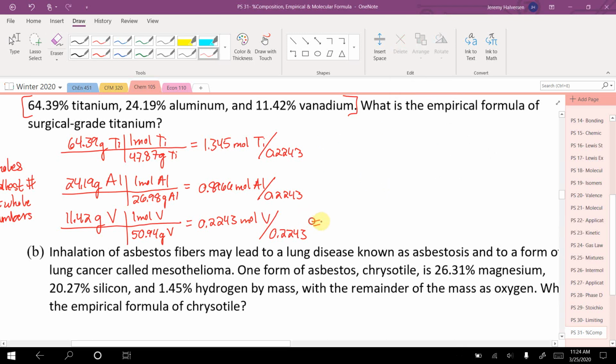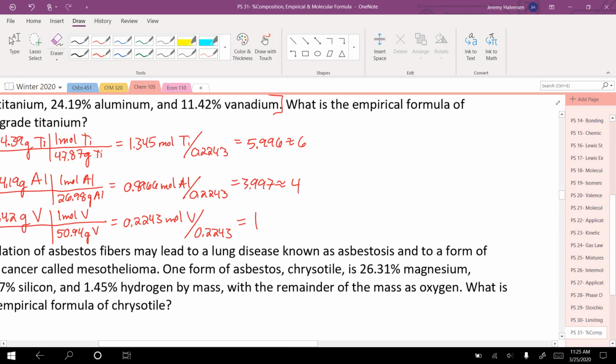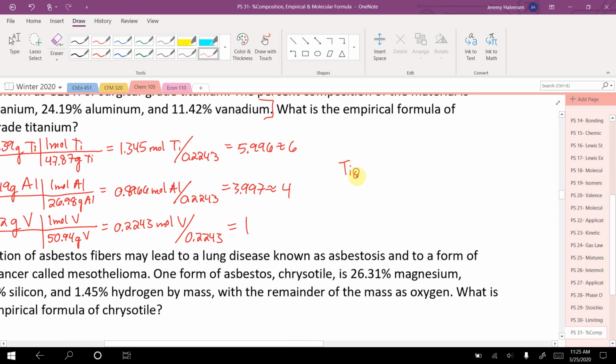So when I do that, I'm going to have 1 here. Here I get 3.997, which is essentially 4. And then here I get 5.996, which is essentially 6. What that tells me is that I now have Ti6 Al4 V1. There we go. So we've found the empirical formula.